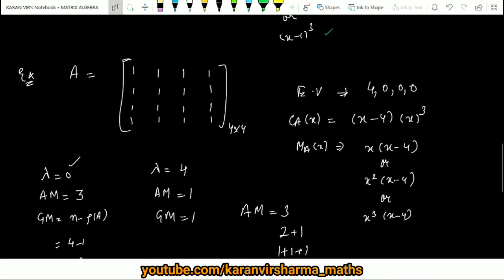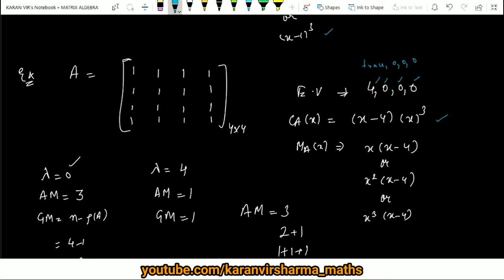I have written a 4 cross 4 matrix here, so you can easily calculate all the eigenvalues. The eigenvalues are 4, 0, 0, 0. Why have I written this? Because this is a rank 1 matrix. So the eigenvalues corresponding to this matrix will be the trace, and all others will be 0. So the characteristic polynomial will be x minus 4 into x whole cube.